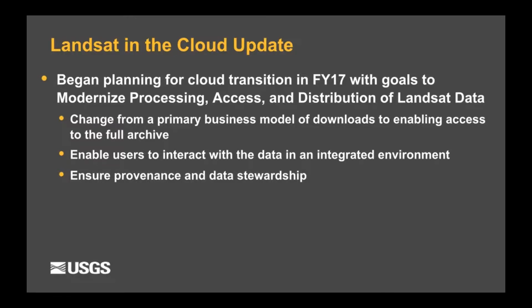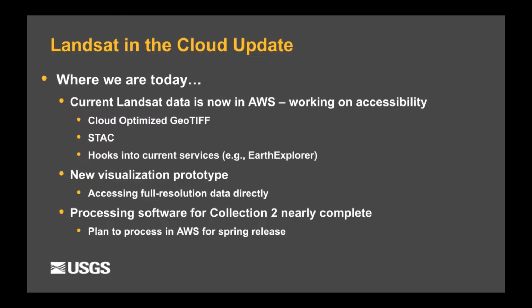Okay, so where are we today? Landsat data is actually now in AWS. We just haven't made it available yet, but we currently have over 8 petabytes of data sitting out in the AWS infrastructure. Right now we're working on all the hooks that we need to put in place to make it accessible. We did decide early on to go with a cloud optimized GeoTIFF, and we traded that against several other formats, including MRF and HDF and various other types, and chose the cloud optimized GeoTIFF for several reasons. First and foremost, it's an easy transition from our current format, which is GeoTIFF.